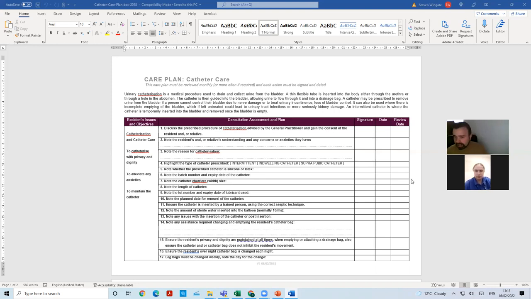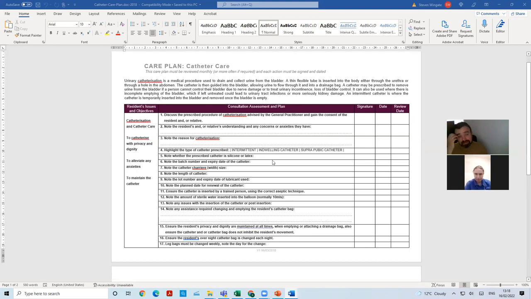We then have the objective. So this is the aims. And we know from the catheter care plan, it's all about outcome focus and outcome care. We then have the steps to take. We sign, date and review. So that's what a typical care plan would involve.